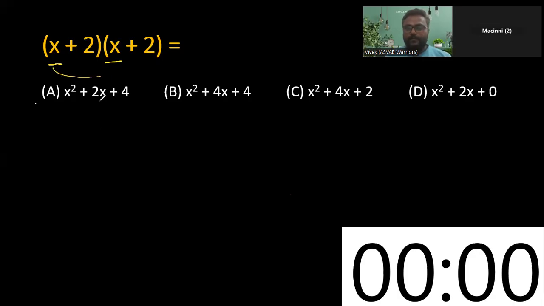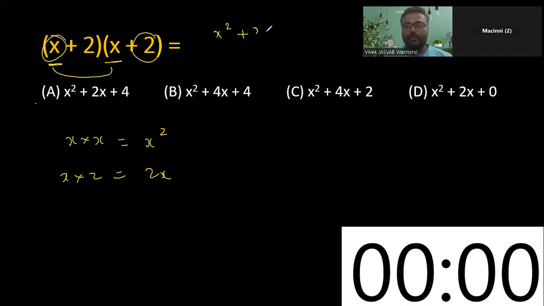F is the first term. So x times x is nothing but x square. O is nothing but the outer terms, x times 2, which is 2x. So I'll just write it as x square plus 2x. Now I is the inner terms. So 2 times x, which is nothing but 2x again. So I'll add this 2x and L, the last terms. So 2 times 2, which is 4. So add the 4 over here.